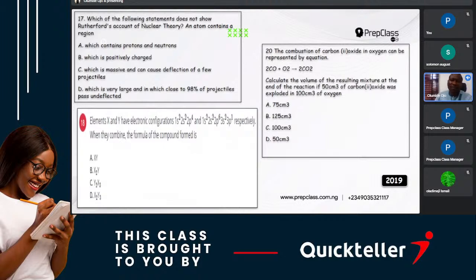Which of the following statements does not show Rutherford's account of nuclear theory? That an atom contains a region. Now, Rutherford explained the whole atom. He said the atom itself is a very big space, negligible space, meaning that there are many places that are just space, nothing is present.